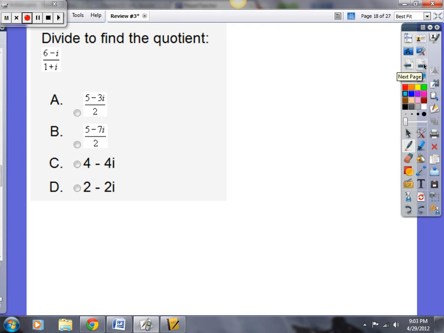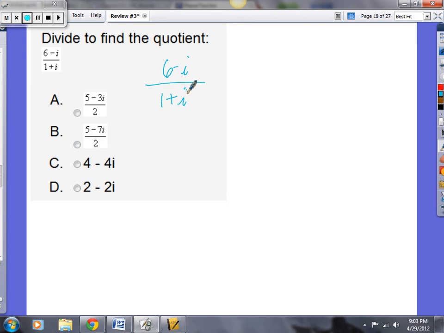Divide to find the quotient. 6 minus i divided by 1 plus i. Alright, so it's kind of like square roots. You cannot have in the denominator, you can't have an imaginary number. So if you have 1 plus i, I'm going to multiply this fraction by a fancy 1 to get rid of that imaginary number. I'm going to multiply it by the conjugate of 1 plus i, which is 1 minus i. I'm going to multiply the top by 1 minus i.